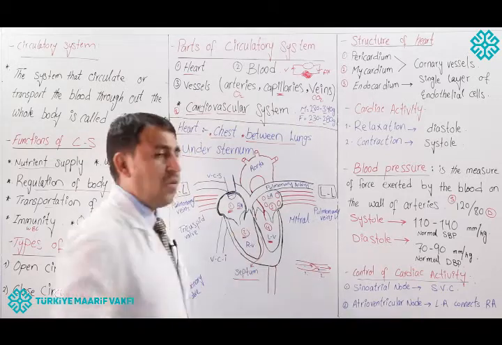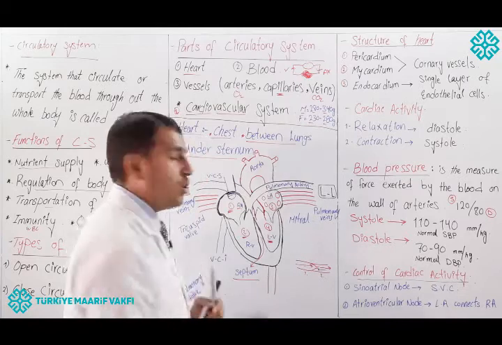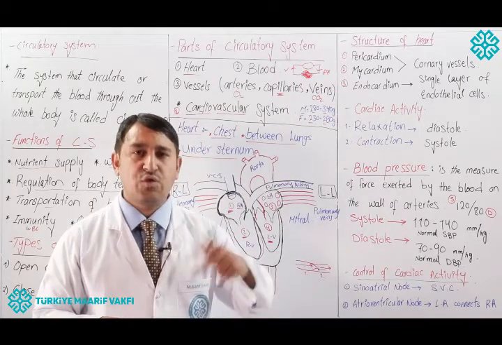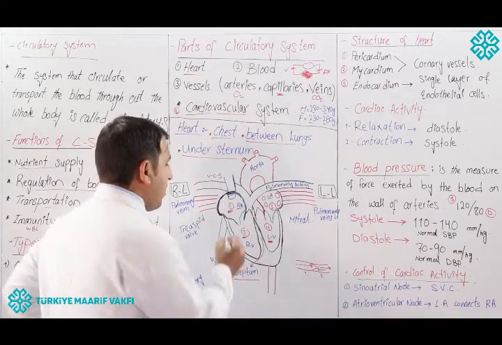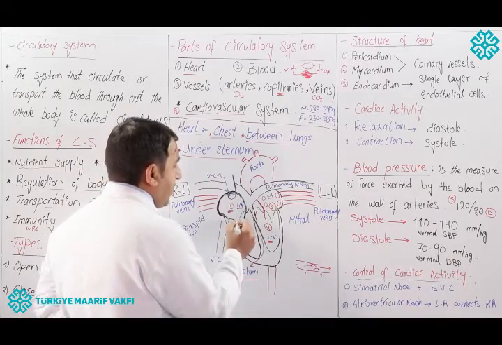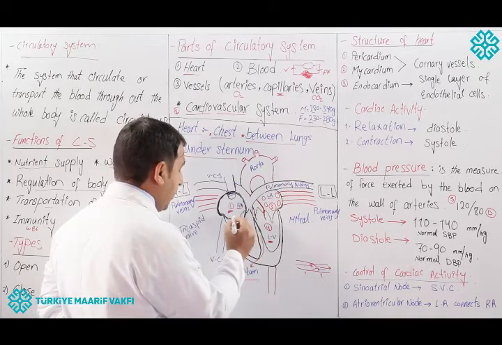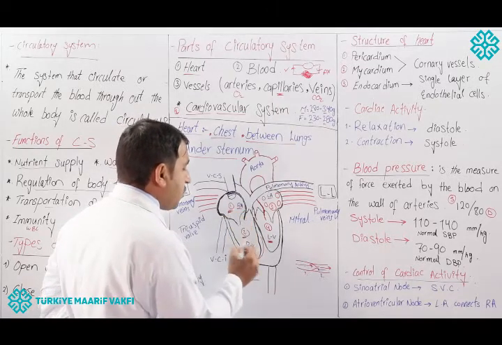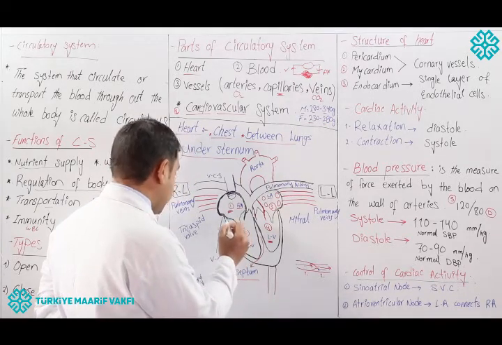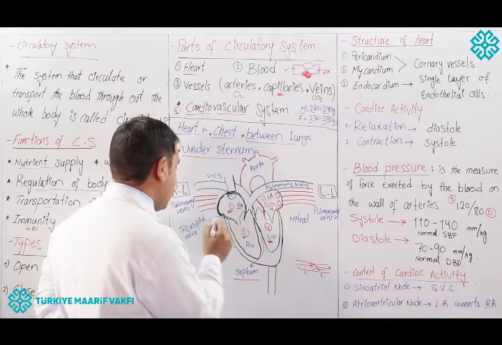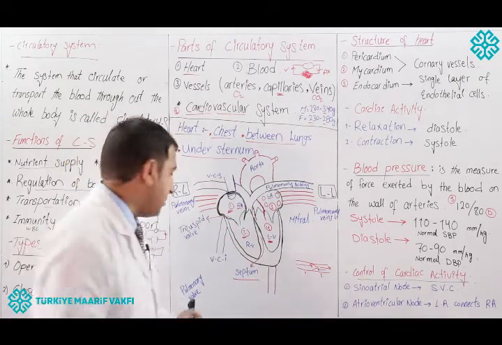In the heart we have valves. How many valves? We have 4 valves. 2 valves are on the right side and 2 valves are on the left side. First of all, we are coming to the right side. On the right side we have a valve between the right atrium and right ventricle, with this green color. This valve is named what? Tricuspid valve. What? Tricuspid valve.